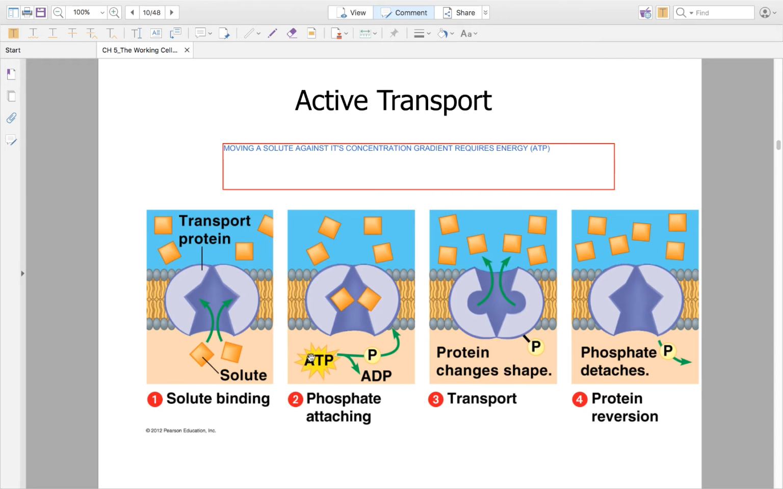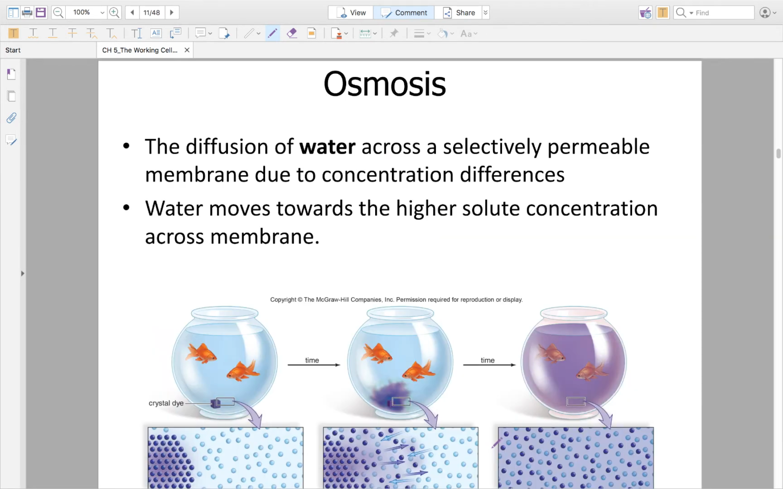ATP will have to donate a phosphate out of the 3 that it has. See this phosphate that's here? ATP temporarily phosphorylates this pump, this active transport pump, and this pump will move solutes against their concentration gradient. Then the phosphate goes away. It detaches. Pretty simple, actually.